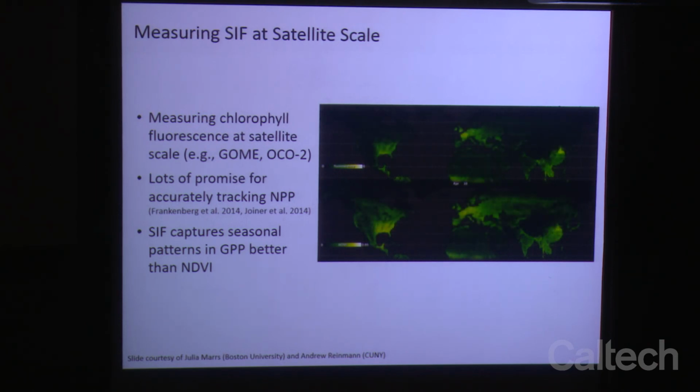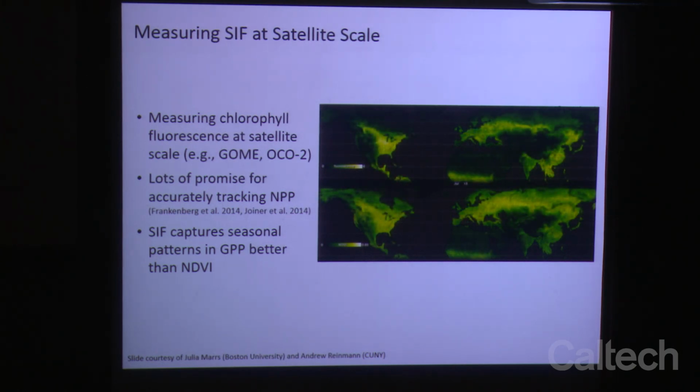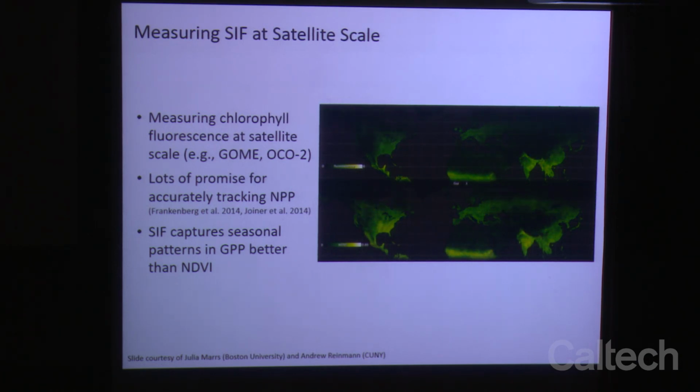So you can see the green-up processes in the springtime. Lots of promise for using SIF for tracking gross primary production. I refer you to this paper by Christian for looking at these kinds of series. It appears that SIF is capturing the seasonal patterns in gross primary production better than the more traditional NDVI measures. NDVI is more of an index. I think there's a lot of really innovative work that can be done to look at these physiologic processes at the plant level to understand that information content.